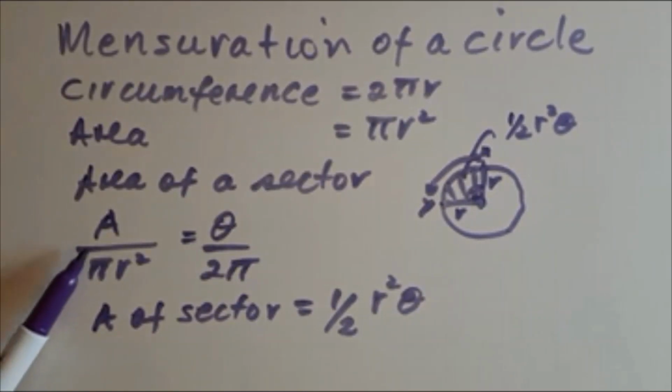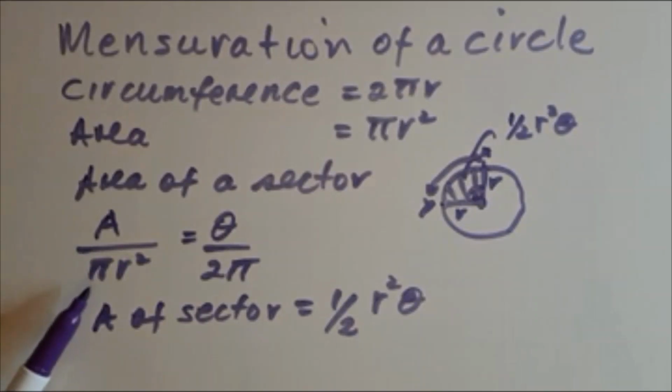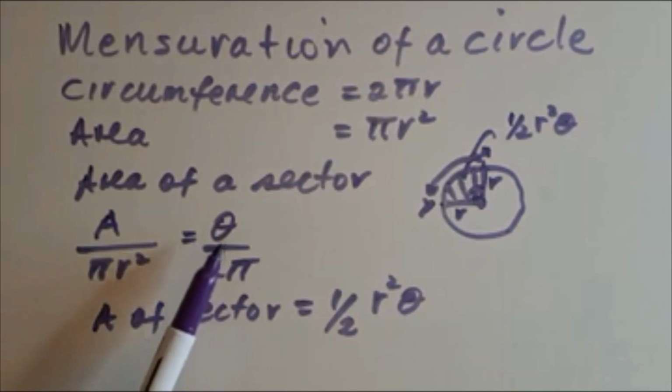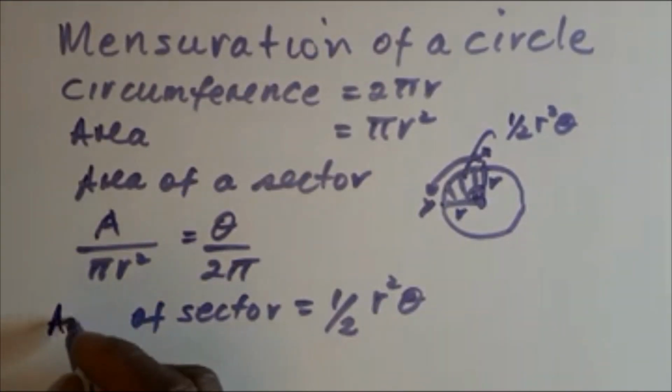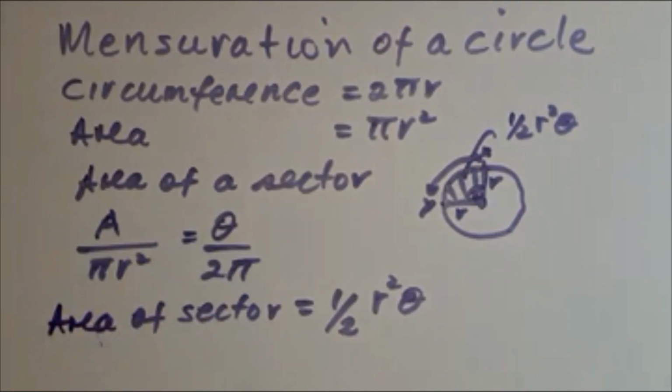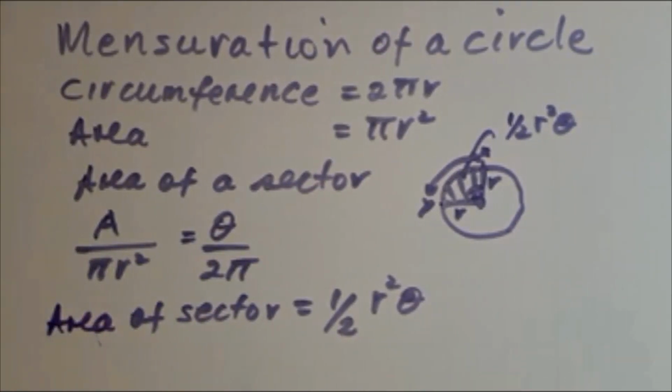And so we equate the fraction of the sector with respect to the total area of the circle, to theta, which is an angle, of the complete circle, which is 2 pi radians. Theta is in radians. This is important. And that gives us, let me just spell this out, area of sector is equal to half r squared theta.